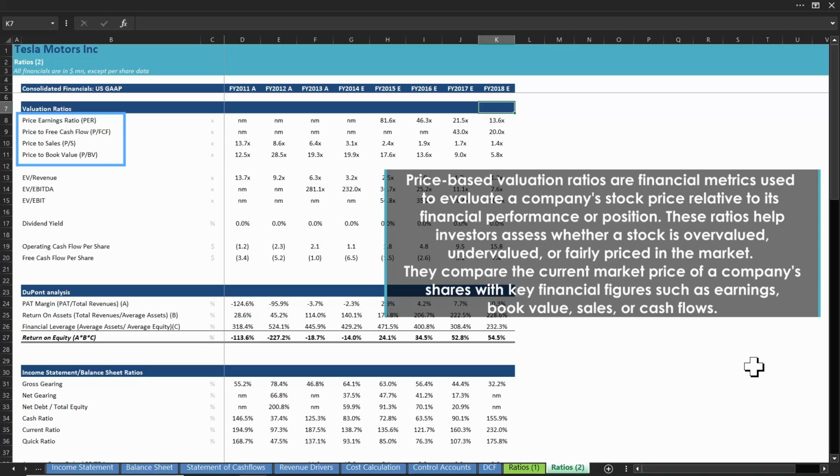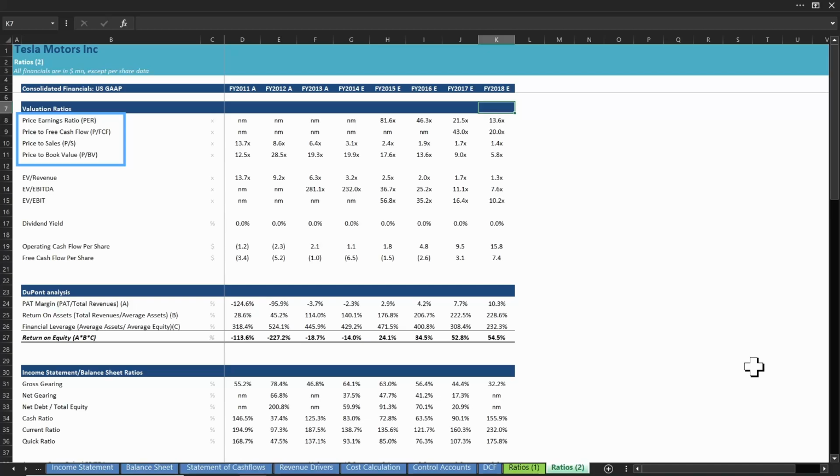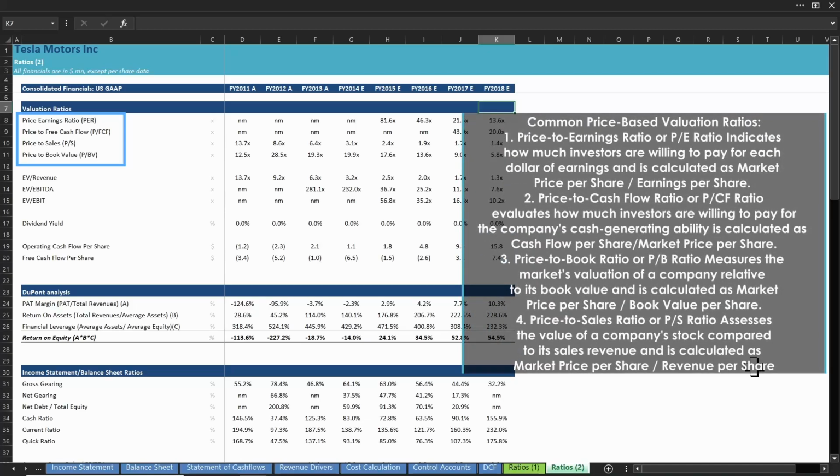Price-based valuation ratios are financial metrics used to evaluate a company's stock price relative to its financial performance or position. These ratios help investors assess whether a stock is overvalued, undervalued, or fairly priced in the market. They compare the current market price of a company's shares with key financial figures such as earnings, book value, sales, or cash flows. Common price-based valuation ratios.